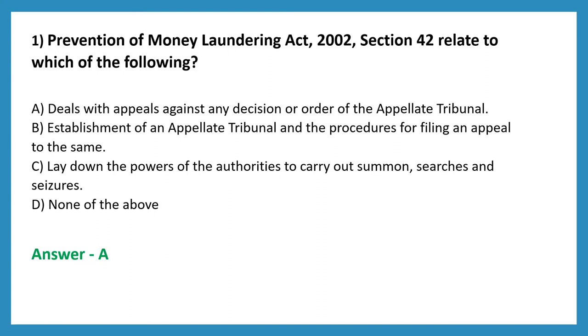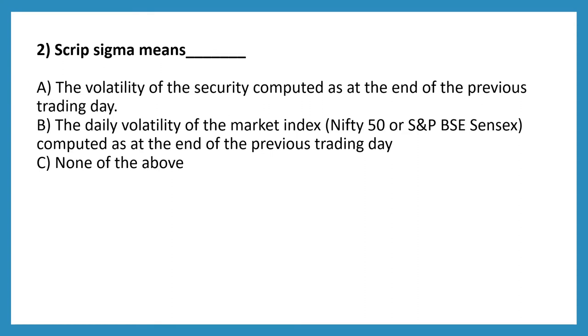Next question, scrip sigma means. Option A, the volatility of the security computed as at the end of the previous trading day. Option B, the daily volatility of the market index computed as at the end of the previous trading day. Option C, none of the above. The correct answer is option B.